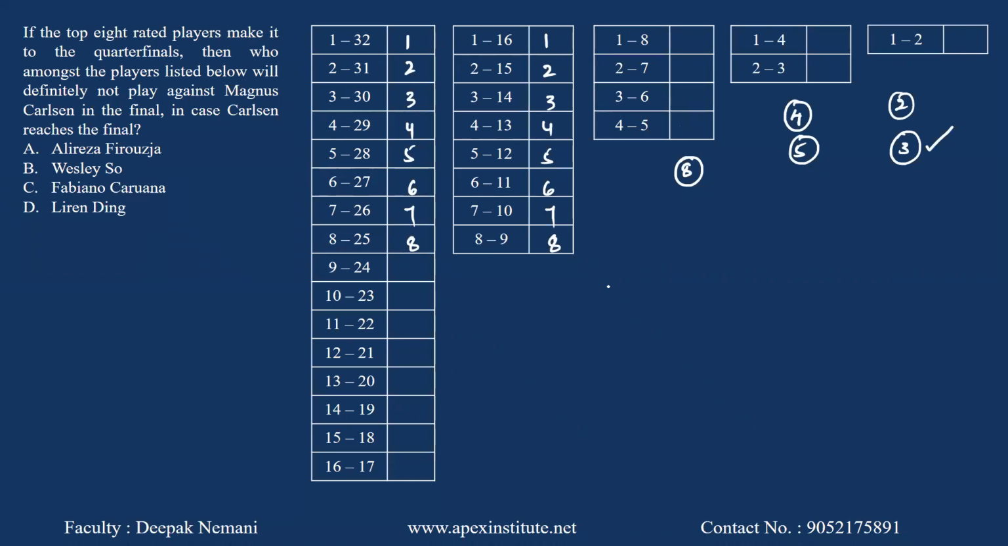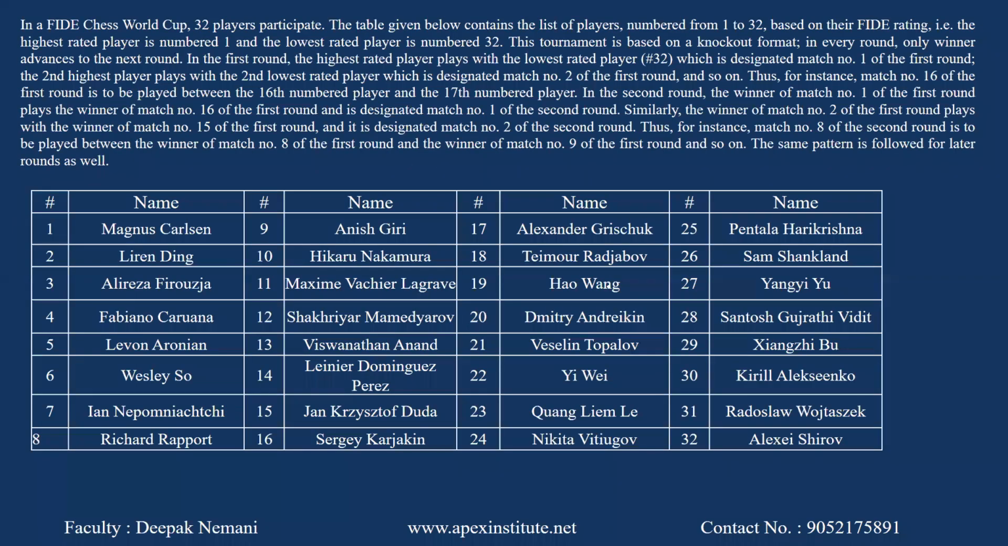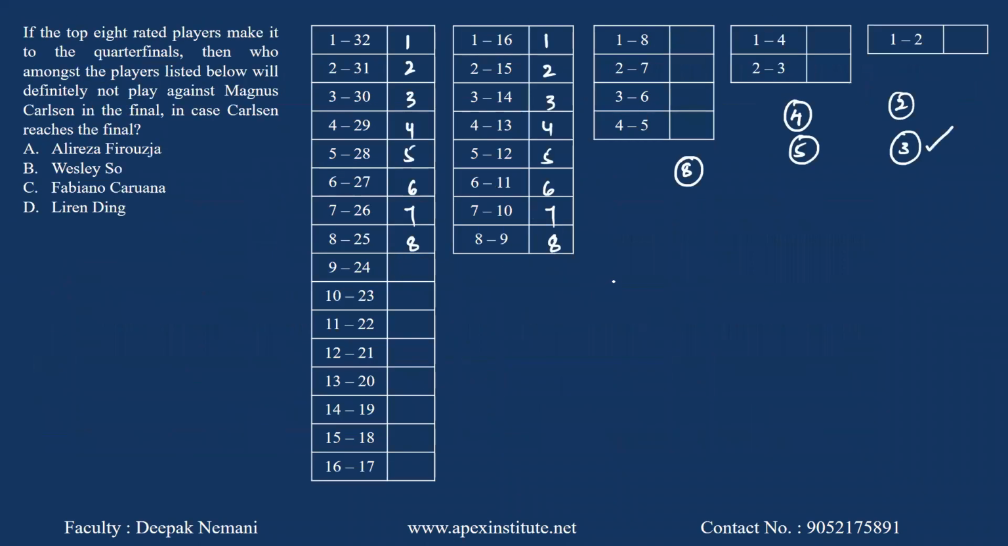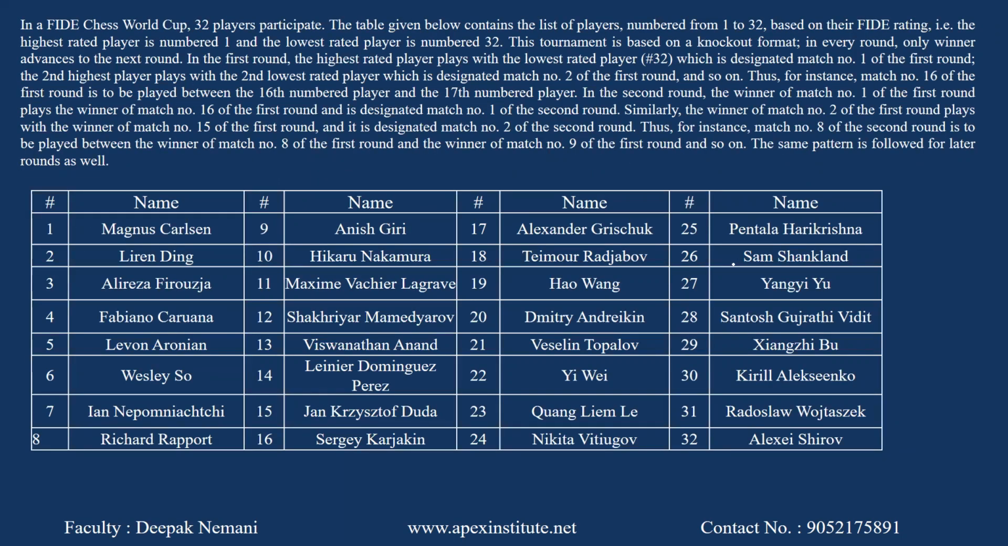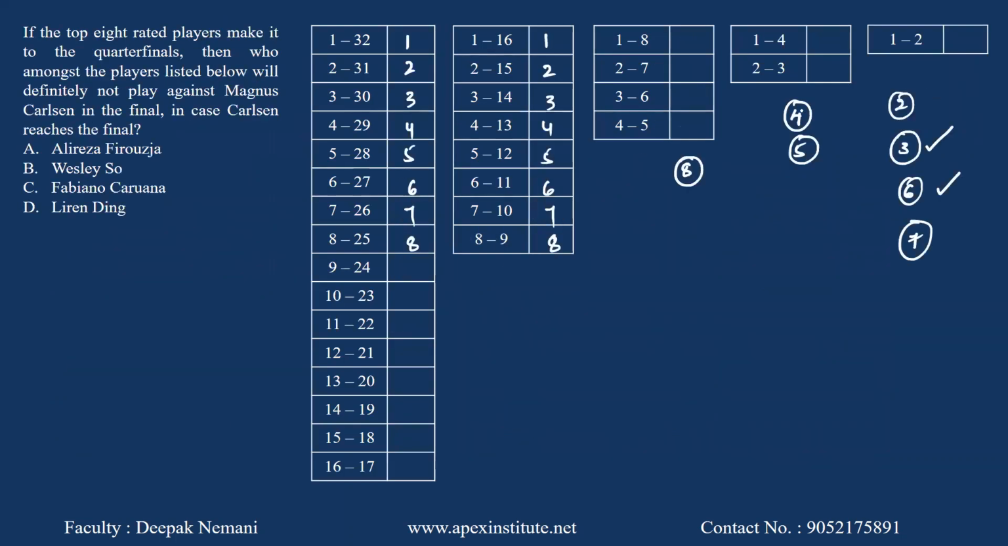Then Wesley So, 6, 2, 3, 6, and 7. So he can play. Now Fabiano, 4. So he will be playing with Fabiano in quarterfinals. Sorry, in semifinals, not finals. So this can be the answer.